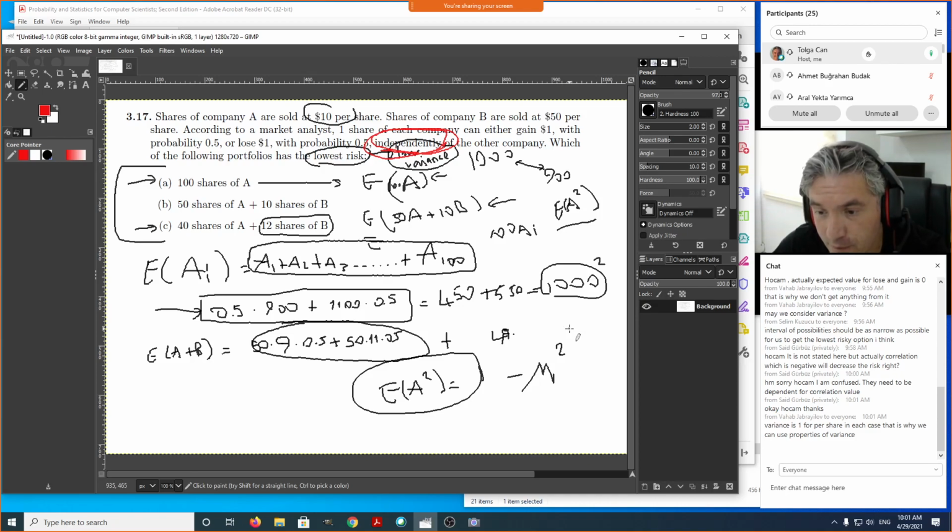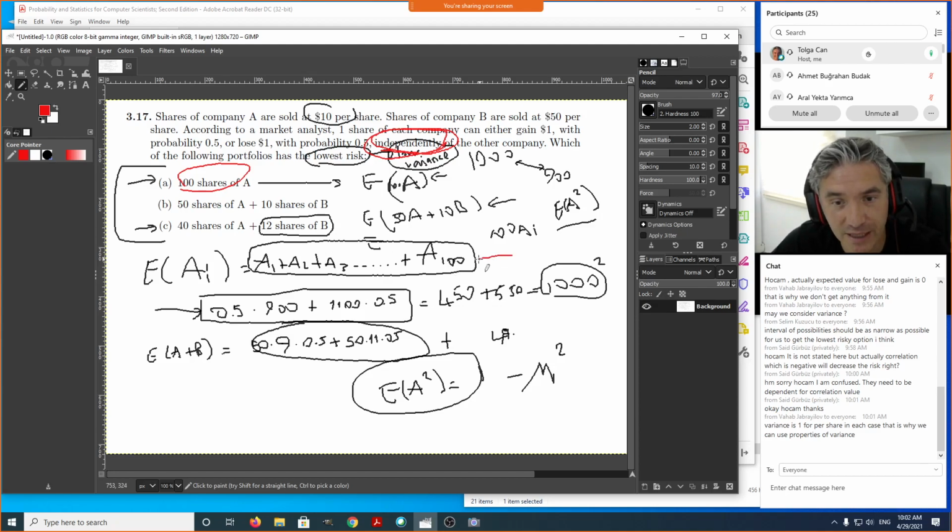Yes, the variance is 1 per share. Is it 1? Yeah, here in both cases the variance is 1 per share in each case. That's why we can use, since this is a linear summation, all these hundreds of shares of A, for example, is a linear summation of these random variables. That's why we can use the properties of variance.